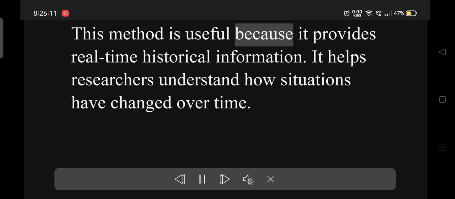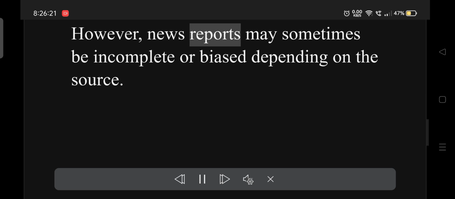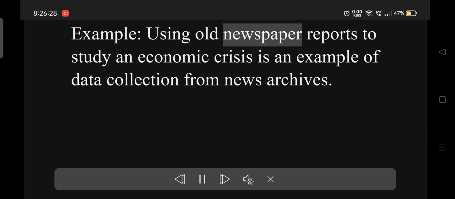This method is useful because it provides real-time historical information. It helps researchers understand how situations have changed over time. However, news reports may sometimes be incomplete or biased depending on the source. Example: using old newspaper reports to study an economic crisis is an example of data collection from news archives.